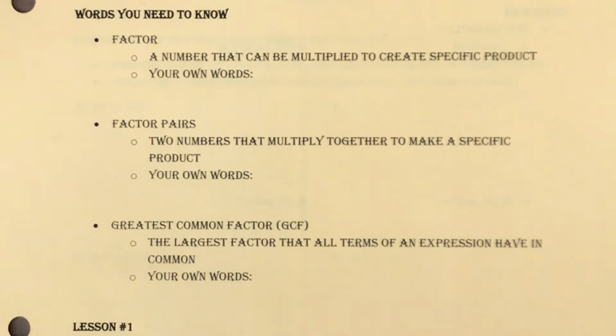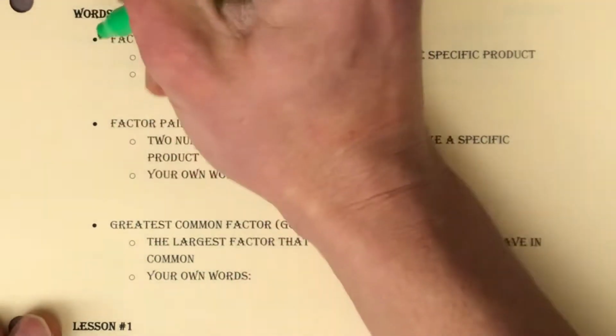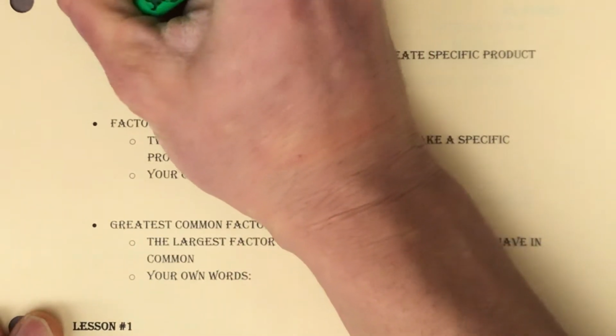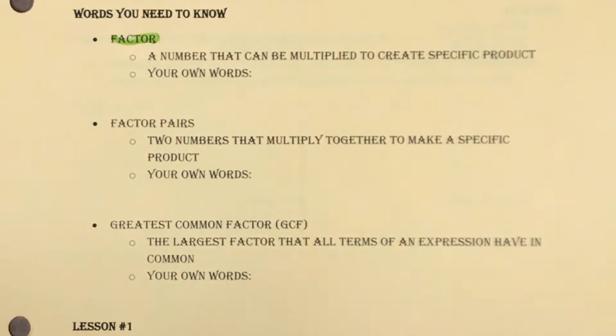But first we need to line out a couple of terms that you will see frequently and hear frequently throughout this chapter. And our first term here is factor. And a factor is, as it says on your paper, a number that can be multiplied to create a specific product.